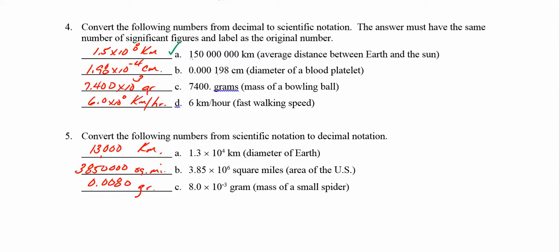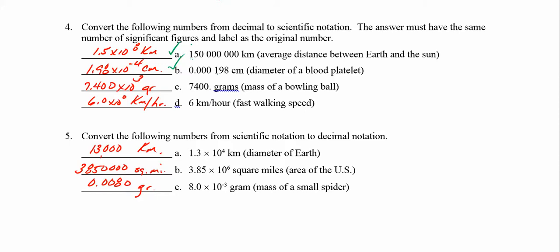Let's take a look at B. We've got 0.000198 centimeters, which is the diameter of a platelet. And so I'm going to start here at the decimal. I'm going to go over 1, 2, 3, 4 places to the right. So this becomes 1.98. I want one number to the left of the decimal, but one number only. And then times 10 to the negative 1, 2, 3, 4. So 1.98 times 10 to the negative 4.